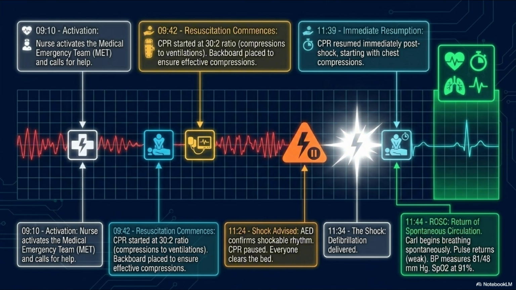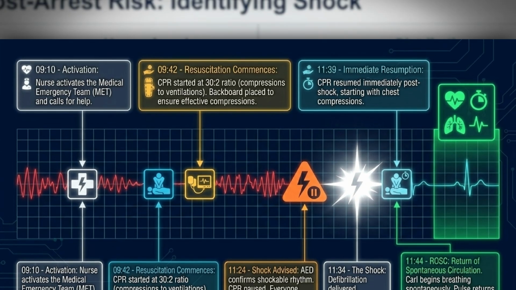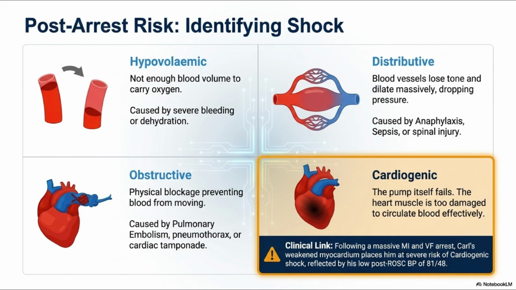Like, so we got a pulse back, the hard part is over, right? Now we just clean up the room. That is such a dangerous assumption. Yeah. Succumbing to that relief is incredibly dangerous. ROSC is exceptionally fragile. The patient has survived the arrest, but they are now entering the profoundly unstable post-cardiac arrest syndrome phase. Because the body just went through trauma.